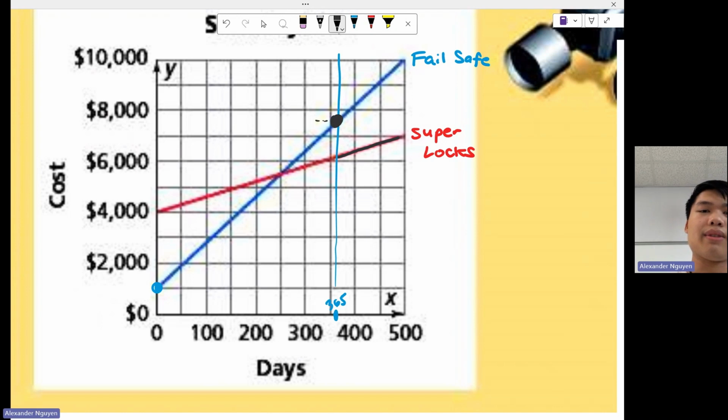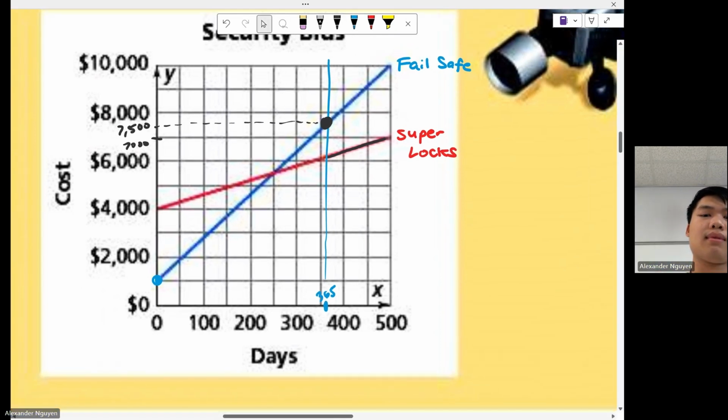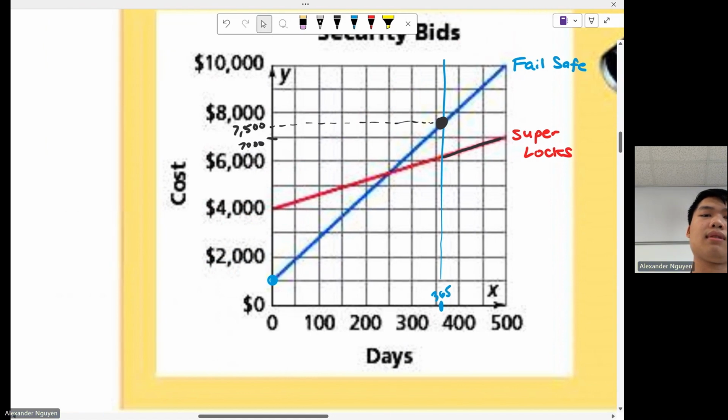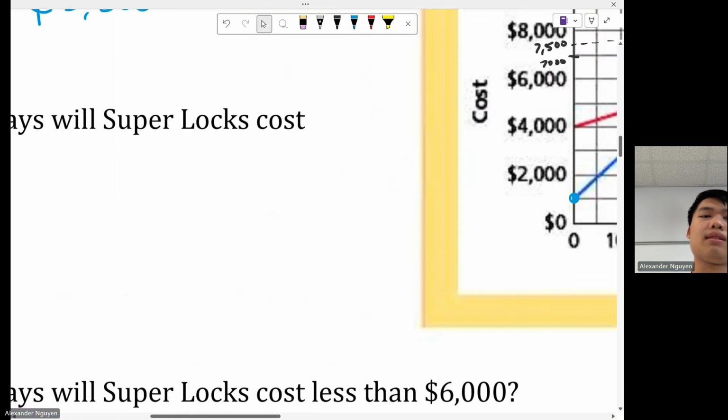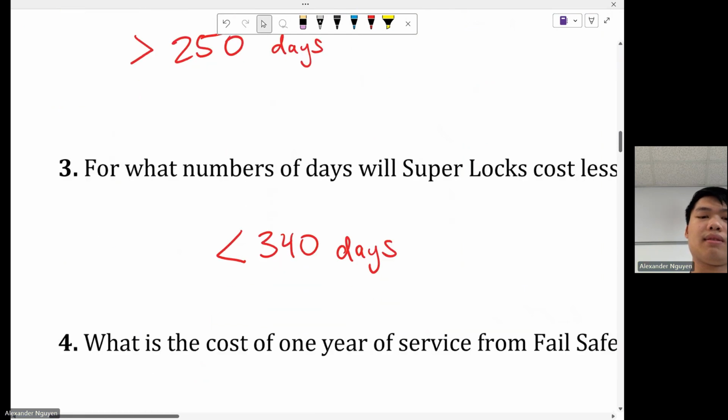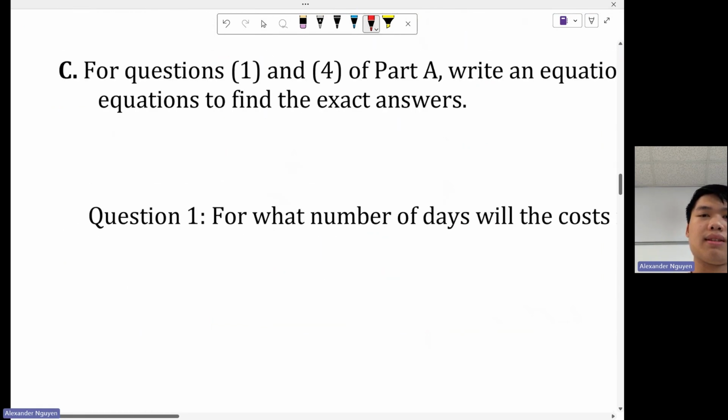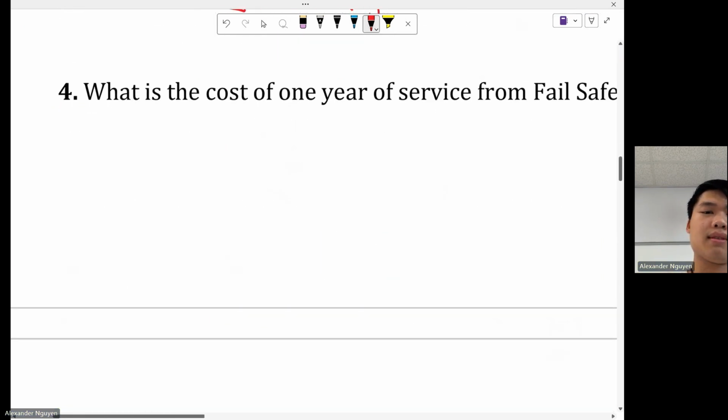We want to figure out what that cost is. Our cost is our y value, so we look over on the y value. We see that it's about, well, this one would be 7,000. So if we go up a bit, let's say maybe $7,500. So about $7,500 is the cost of 1 year.